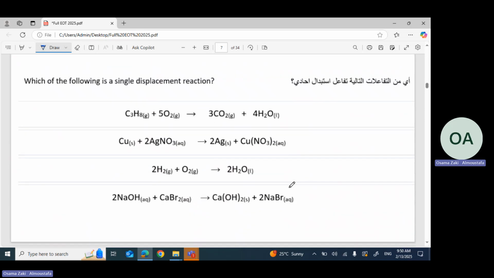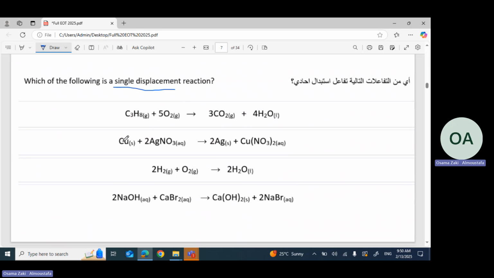Let's move here. This is the first question. Which of the following is a single replacement? As we say, in the single replacement, we have element, compound, element, compound. In the reactants we have element and compound, and in the products we have element and compound. And we can focus on the process of the single replacement. So look at the first one. Here we have oxygen before the arrow. If we have oxygen before the arrow, this is combustion, burning.